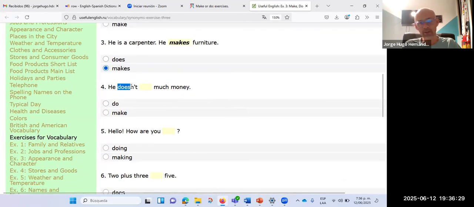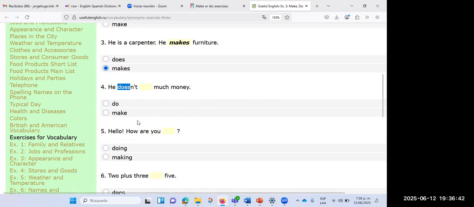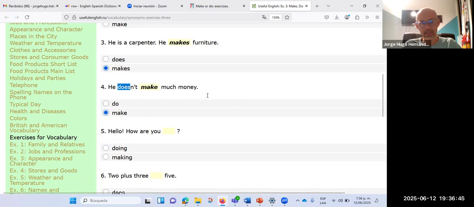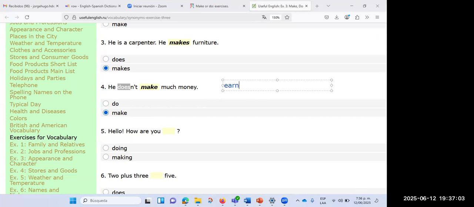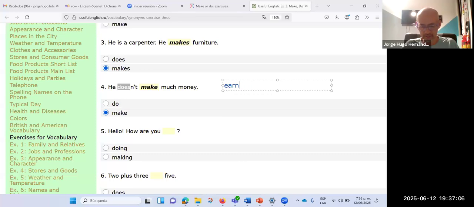Okay, here we have the verb as the auxiliary, no? Do or does. In this case, doesn't. He doesn't do or make much money, Kiara. He doesn't make much money. Okay, make much money. In English, we use make, or we can use the verb earn. You know what is earn? It's like win. Yes, okay, that's right.